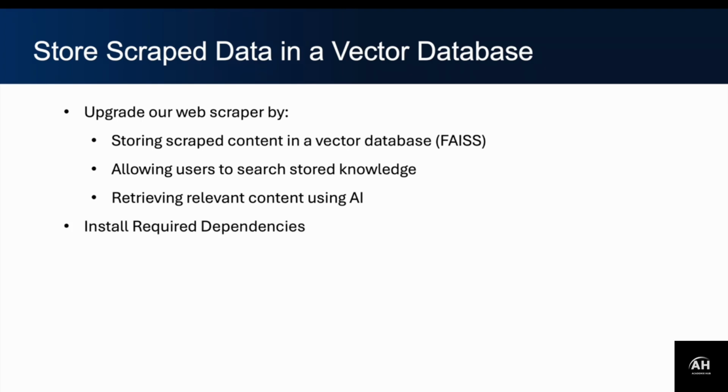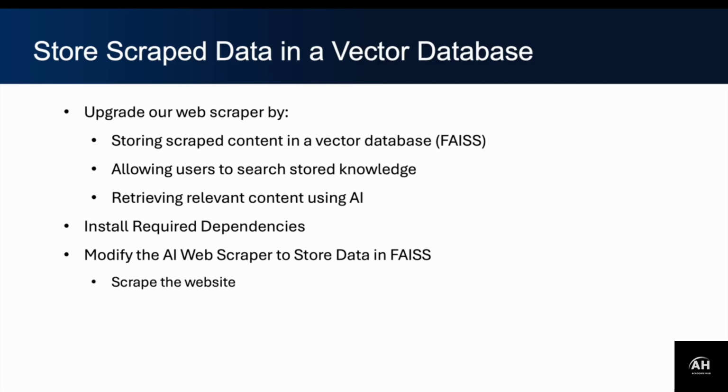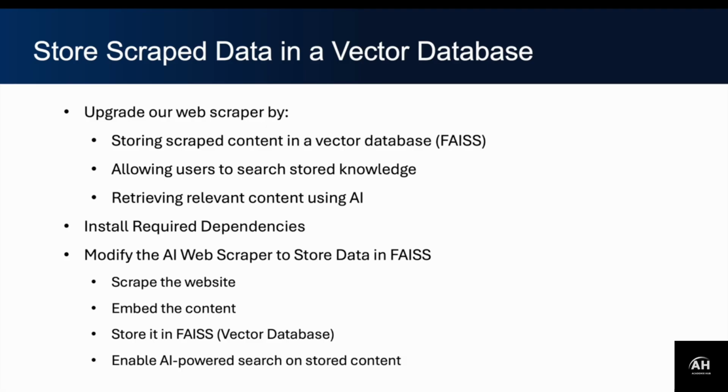We'll first be installing the required dependencies. We'll modify the AI web scraper to store data in files, where we'll first scrape the website, then embed the content, and then store it in the files or vector database. We'll enable AI-powered search on this stored content at the end of it. So let's get started with implementing this functionality in our code.